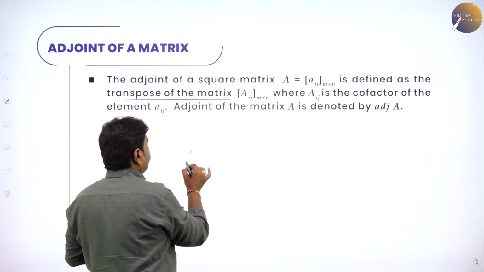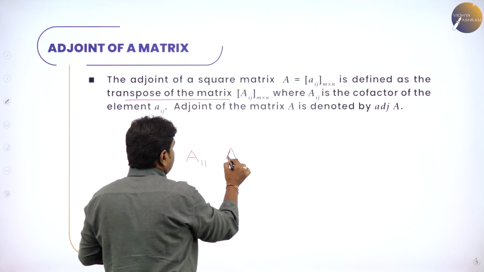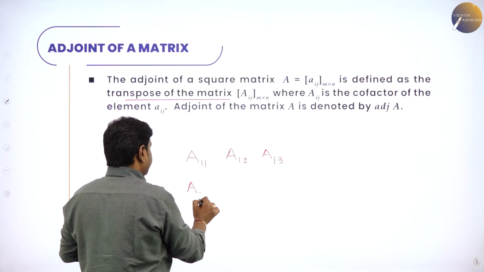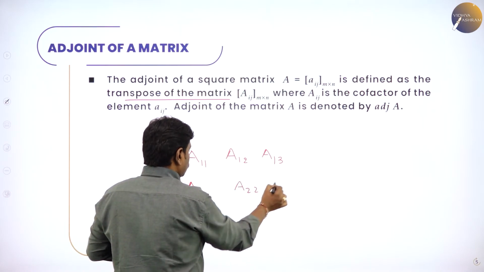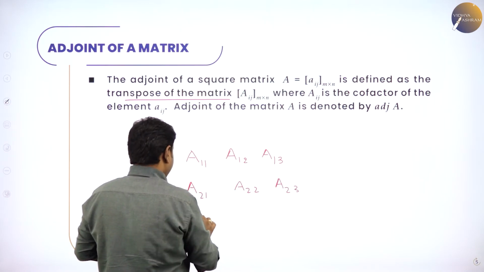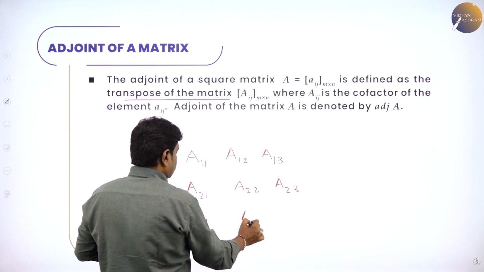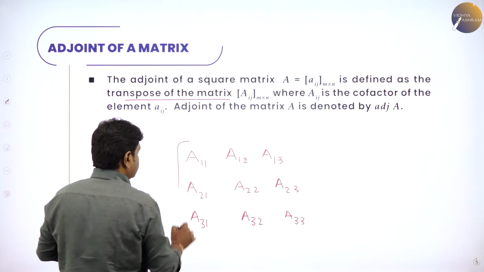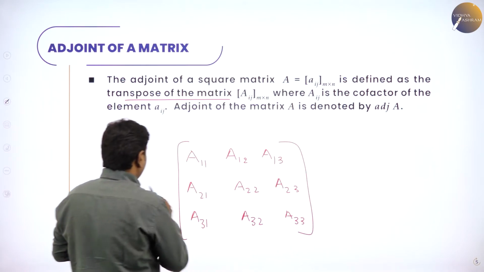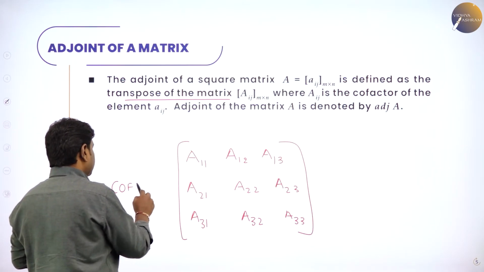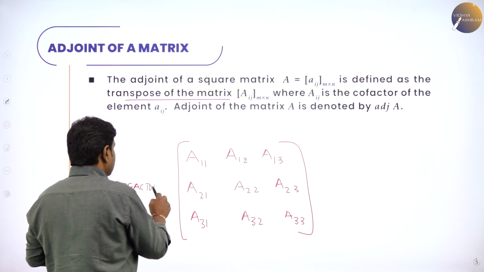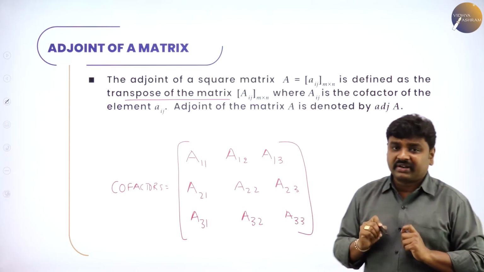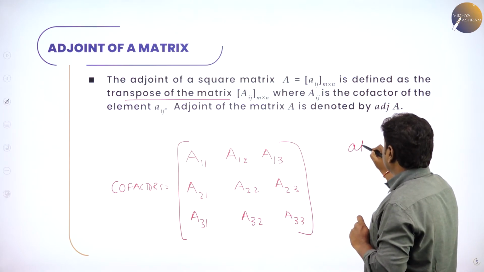So after you find the cofactors, capital A11, A12, A13, A21, A22, A23, A31, A32 and A33, this is the cofactor matrix. What is this matrix? This is a matrix made up of cofactors. And if you want the adjoint, adjoint is the transpose of the cofactor matrix.